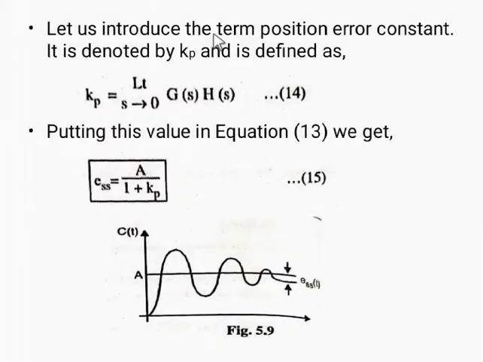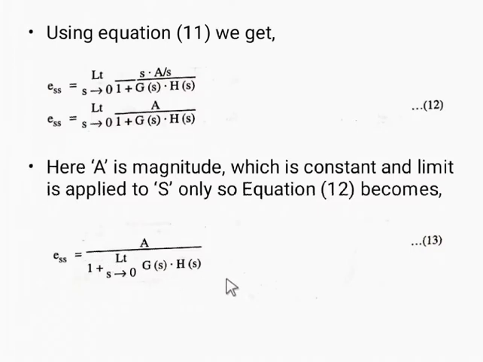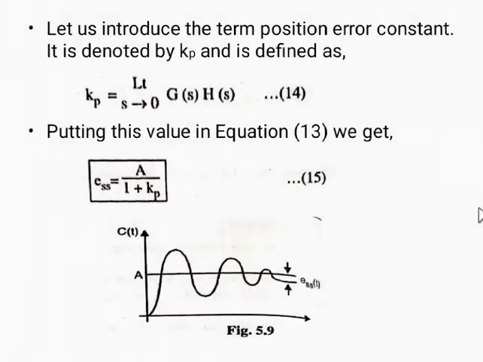Now let us introduce the term position error constant. It is denoted by Kp and it is defined as Kp equal to limit s tends to 0 of GsHs. If we consider this term as the position error constant Kp, this equation becomes Ess equal to A divided by 1 plus Kp. So putting the value of Kp in equation 13, Ess is equal to A divided by 1 plus Kp, and this is the time response analysis of the step input signal for the positional error coefficient, and this is the steady state error.